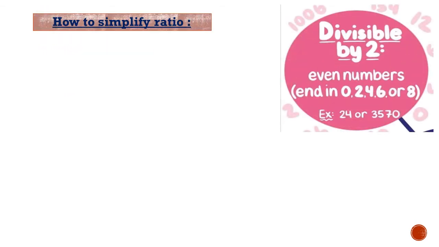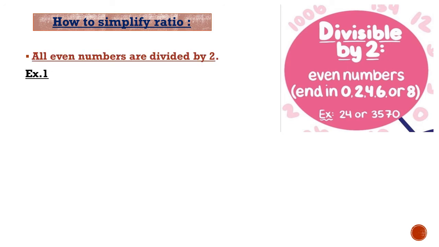Let's see how to simplify ratio. All even numbers are divisible by 2. Exercise 1. 8 to 12. Now we have a ratio between 2 whole numbers. We said that ratio must be whole numbers. Then we have a ratio between 2 whole numbers.